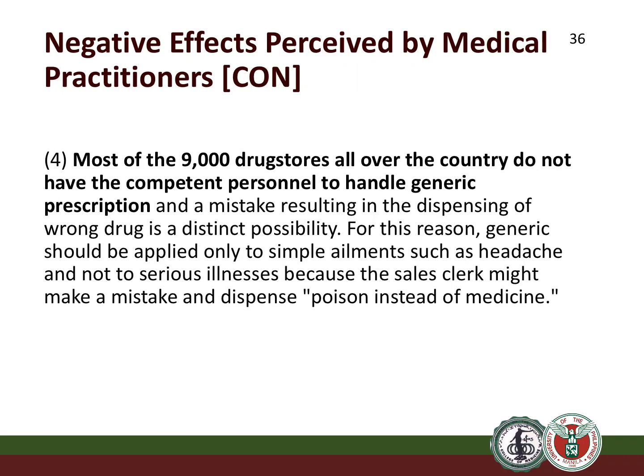Next, they said that the more than 9,000 drugstores all over the country don't have the competent personnel to handle generic prescriptions, and this again can lead to errors. And for this reason, generic prescribing should only be for simple ailments such as headache, rather than for serious illnesses, as the clerk might make a mistake and prescribe poison instead of medicine.